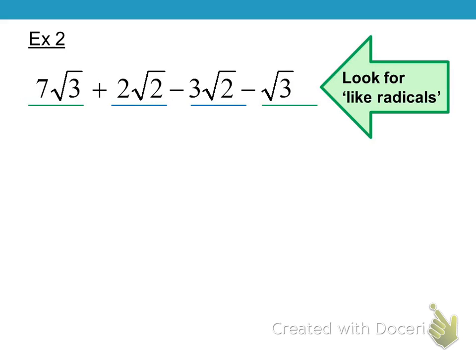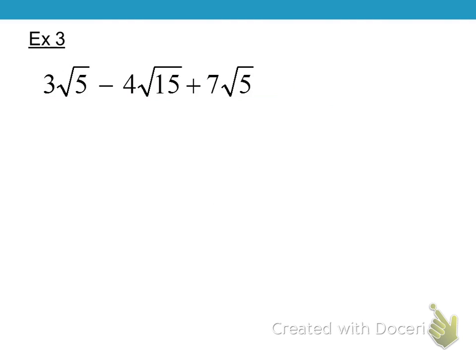What is 7 square root 3 minus 1 square root 3? 6 square root 3. What about the square root 2's? Negative 1 square root 2. Good. Can't you simplify them any further? Nope, you can't simplify them any further. That's it. That's the answer. Questions?